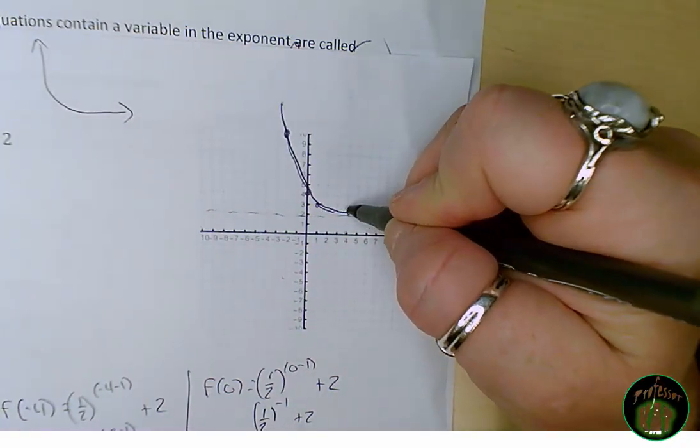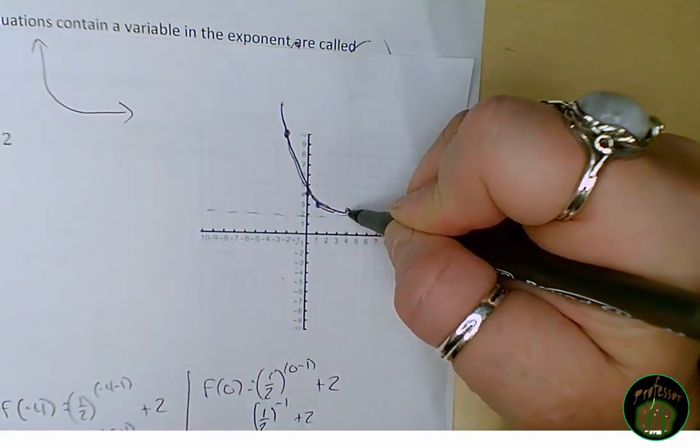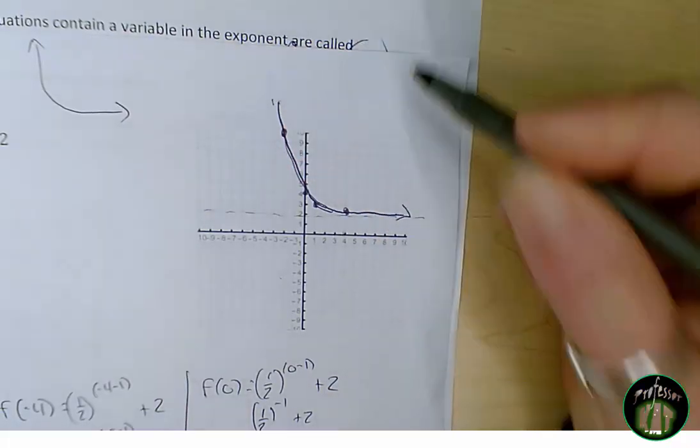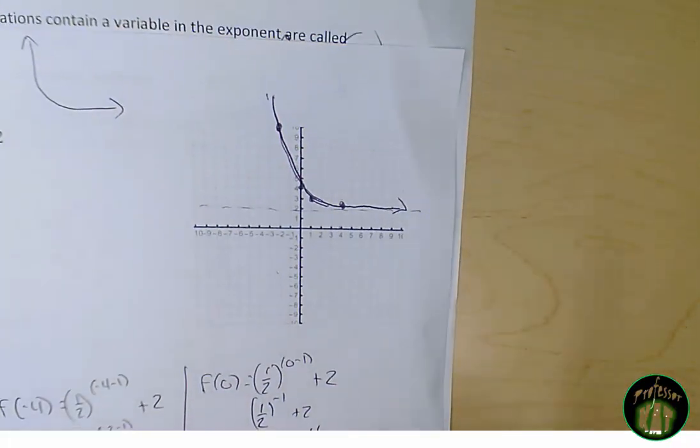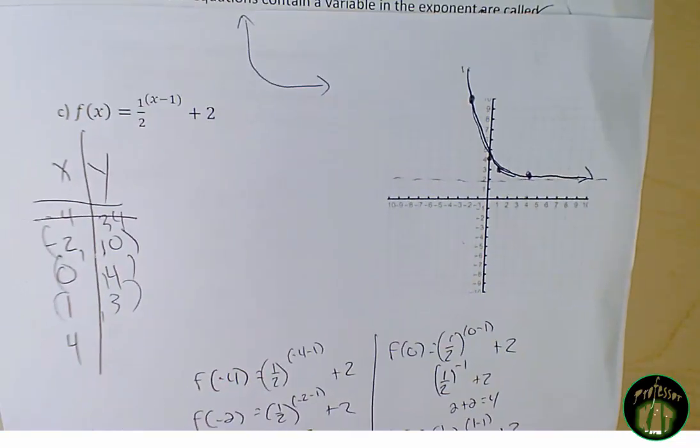And we can see that by our points here. They're getting closer and closer to 2, and they're going to forever just go along that line, getting closer and closer without ever crossing it. But that is a quick sketch of what that graph looks like.